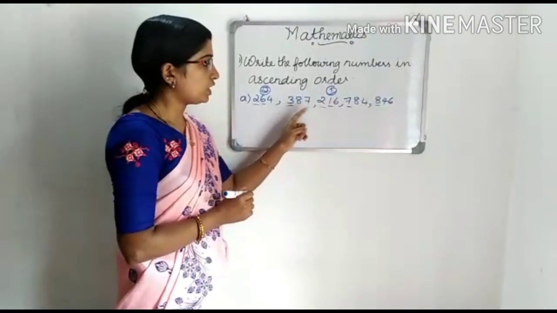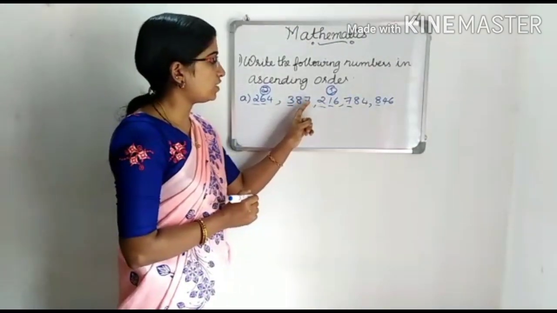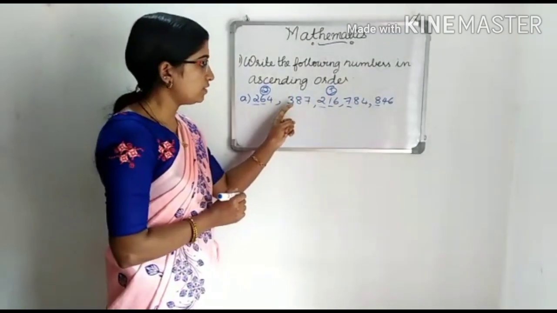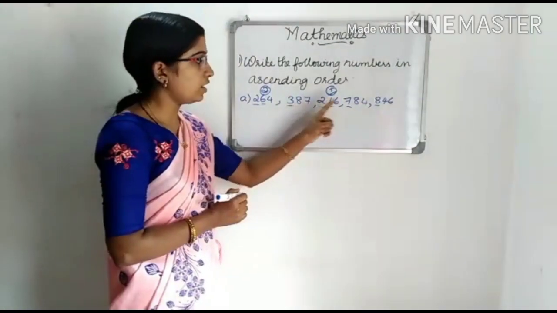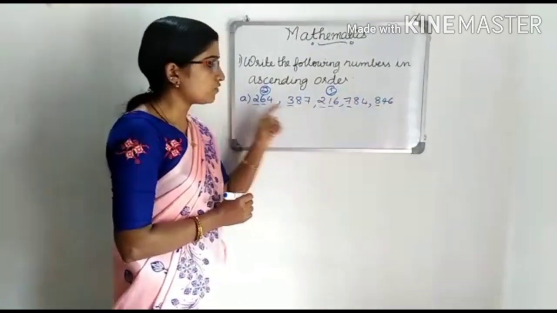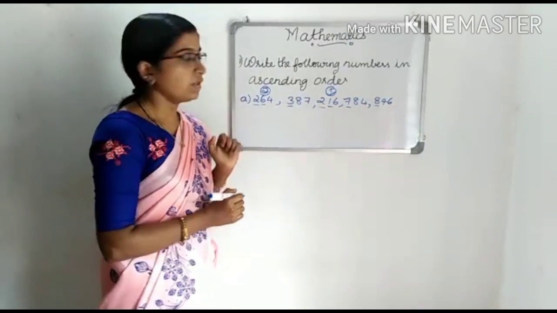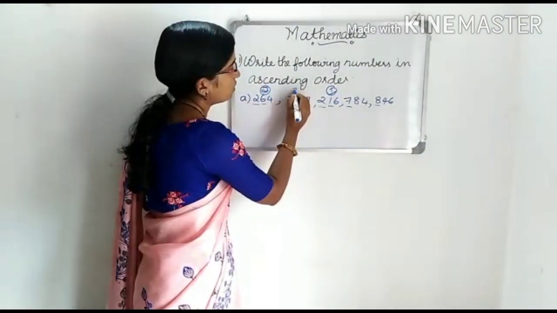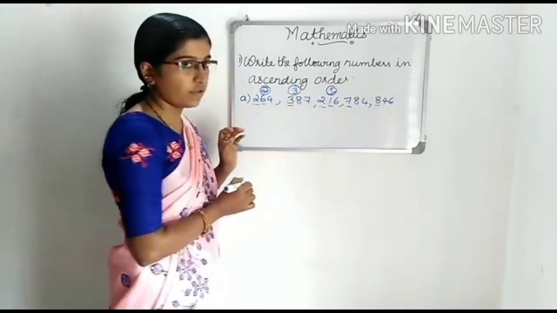Next, we can compare the 3 numbers 387, 784 and 846. Here the digit in the hundreds place is 3, here 7 and here 8. Out of these 3 numbers, which is the smallest number? Yes, the one with digit 3 in the hundreds place. So the first number is 387.